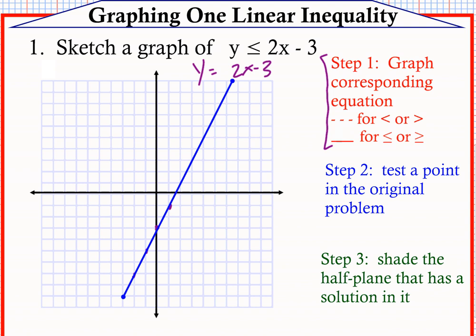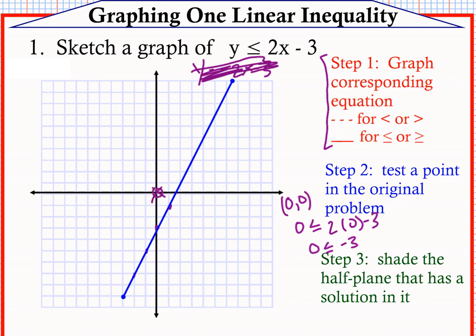So now that I've done that, I'm going to test a point in the original problem. So I'm done with this equation, and I'm going to go back to the inequality. The point that I almost always use is 0, 0, because 0 is the easiest number to work with. So I'm going to plug that 0, 0 into the original inequality. So 0 is less than or equal to 2 times 0 minus 3. Is that true? Is 0 less than or equal to -3? It is not.